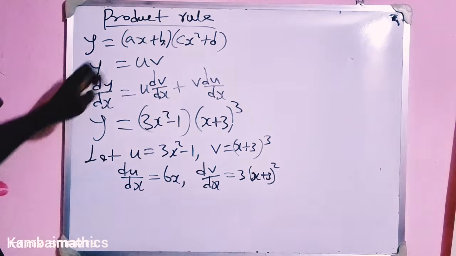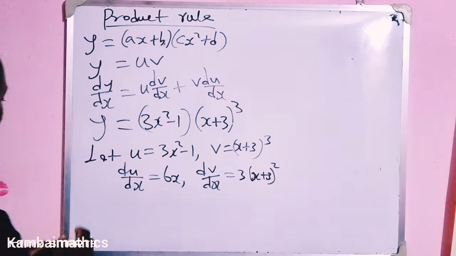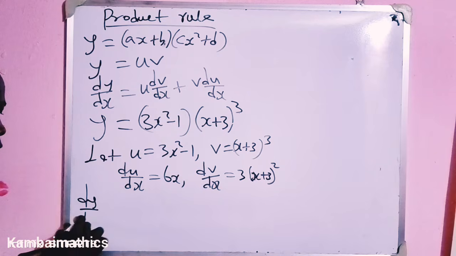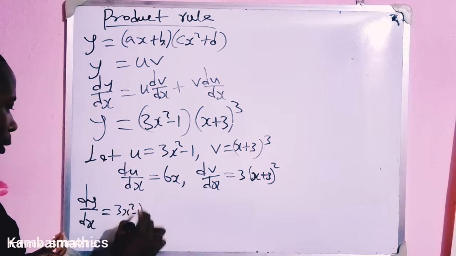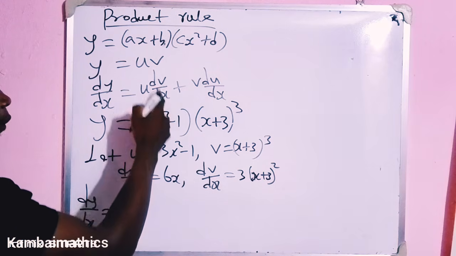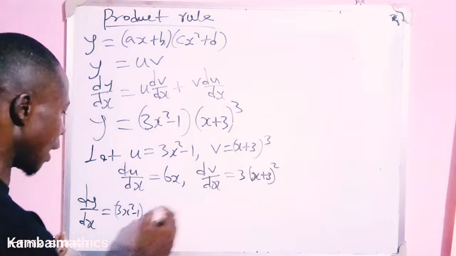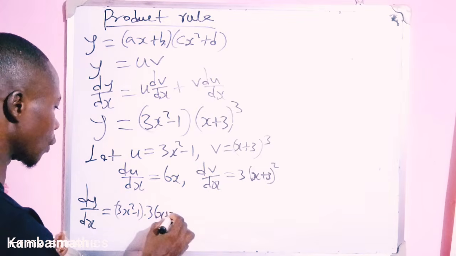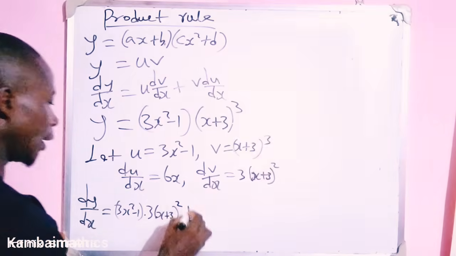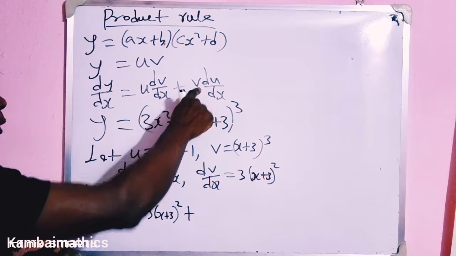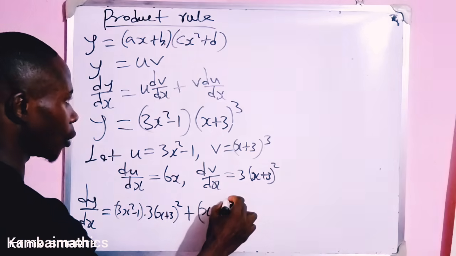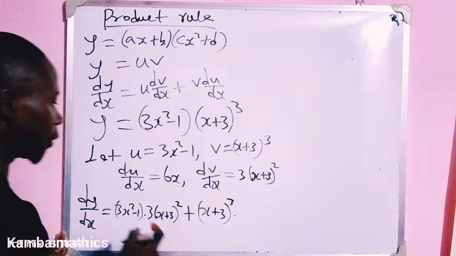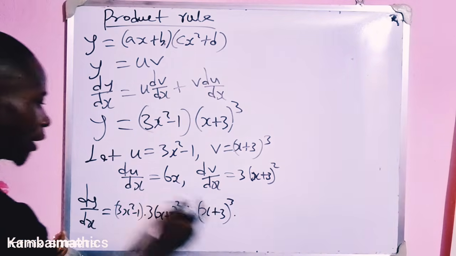So we can now go back and substitute in this formula. That is, dy over dx equals u. This is our u, which is 3x squared minus 1, close the bracket, times dv/dx. dv/dx, this was the answer: 3 (x plus 3) raised to the power of 2. Then plus, we'll take v. v is equal to this, which is (x plus 3) raised to the power of 3, times du/dx. du/dx is what? It is 6x.